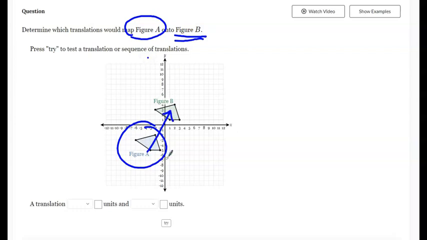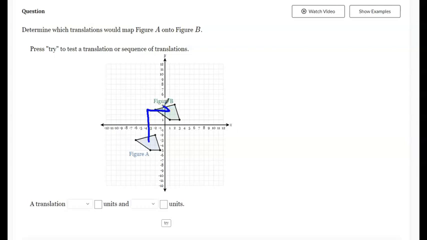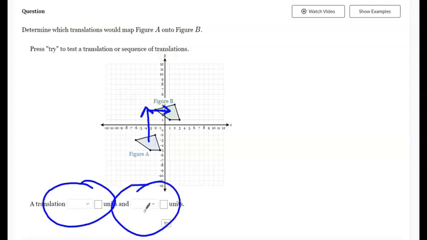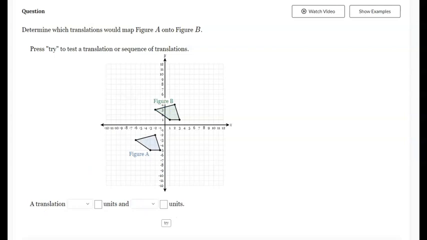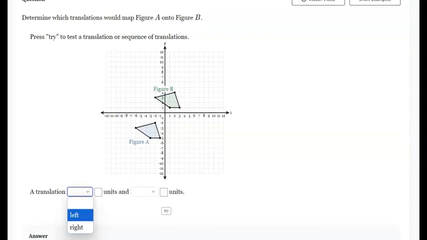Now, when you translate, you can never move diagonally. So if it looks like you're moving diagonally, you're really moving 2 ways. You're moving up or down, and then you're moving left or right. So you're moving 2 directions, up or down, left or right. So it looks like the first one is the left or right question.